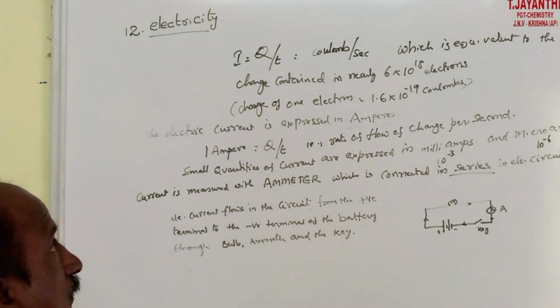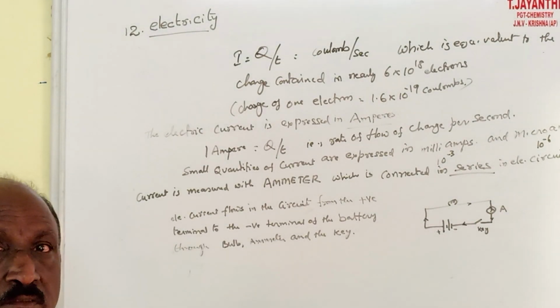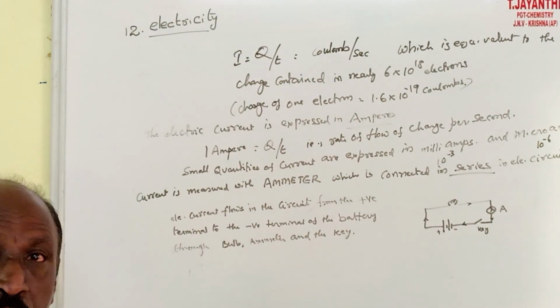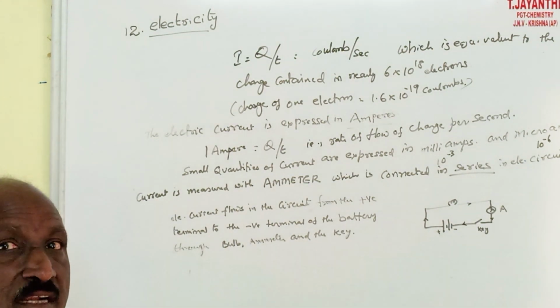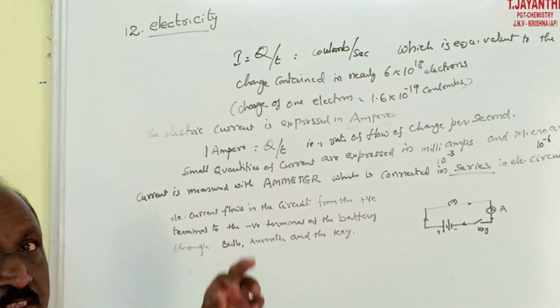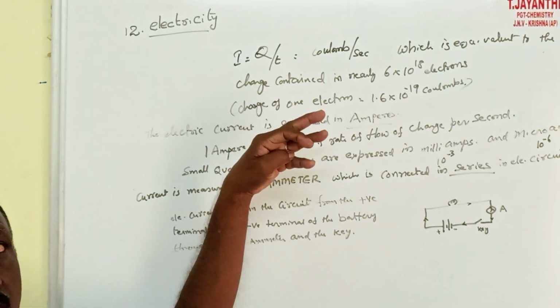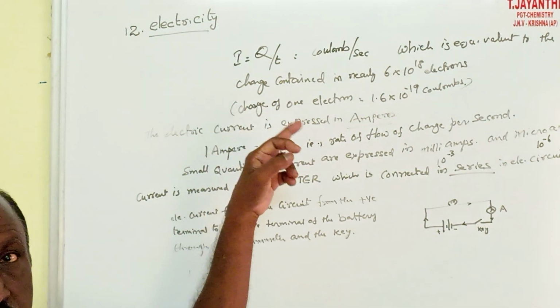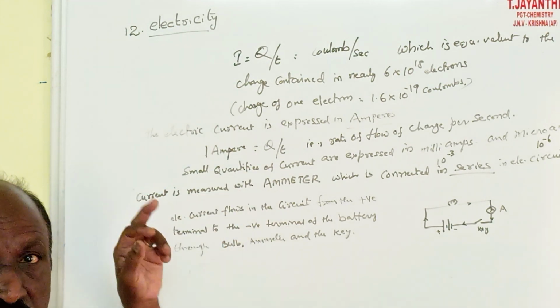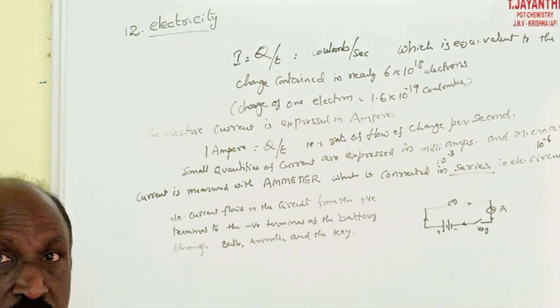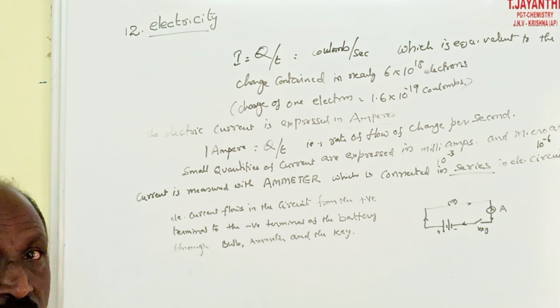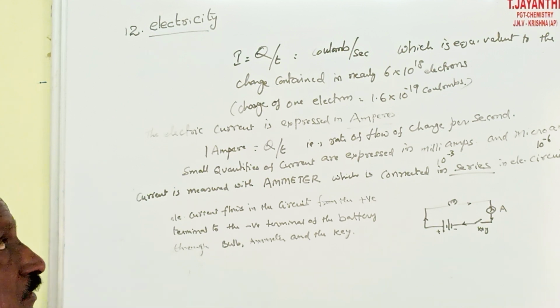We have come across the terms Q and T. Q is the net charge, which is expressed in coulombs, and T is the time expressed in seconds. Those are the standard international units, SI units, that we are dealing with now.